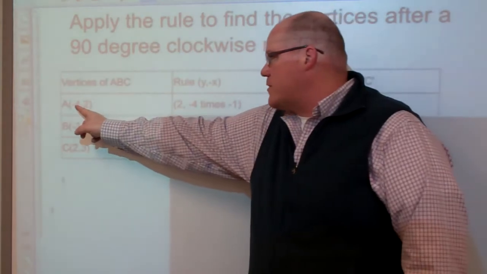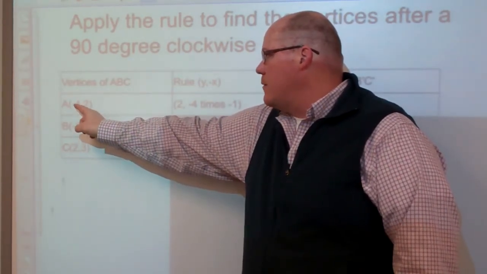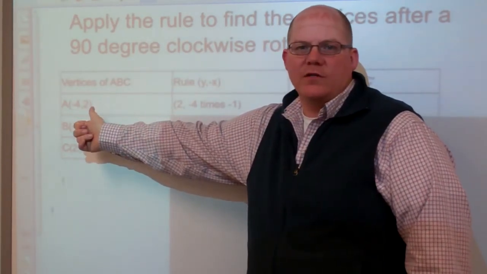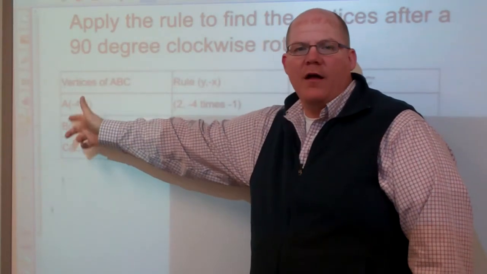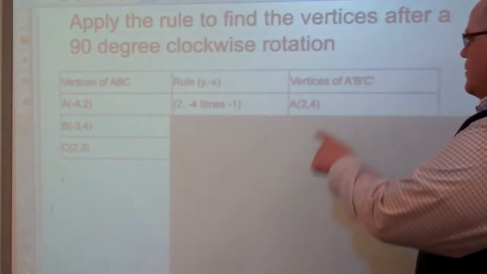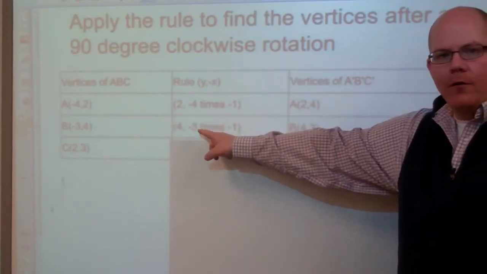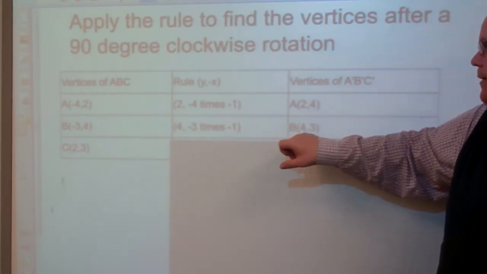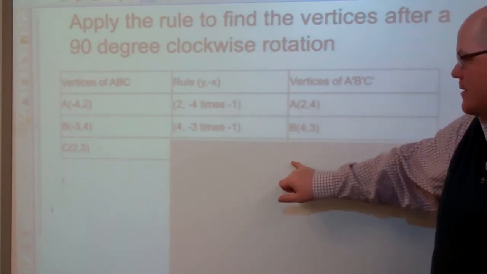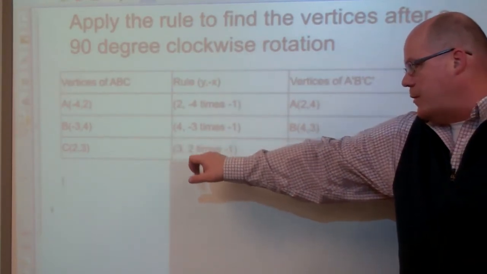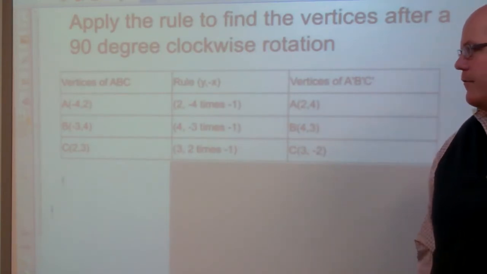So you see we've switched. Y becomes x, and x, the value switches. So a negative becomes a positive. So we have (2, 4). For B, we have 4, and negative 3 times negative 1 becomes (4, 3). And C, (2, 3) becomes (3, negative 2).